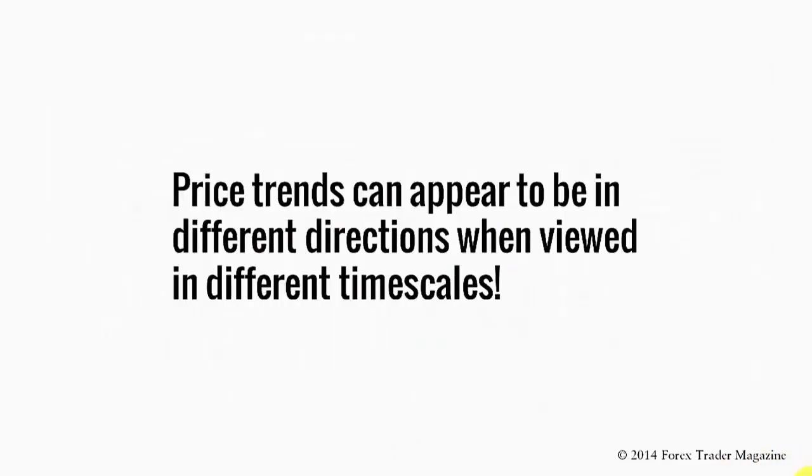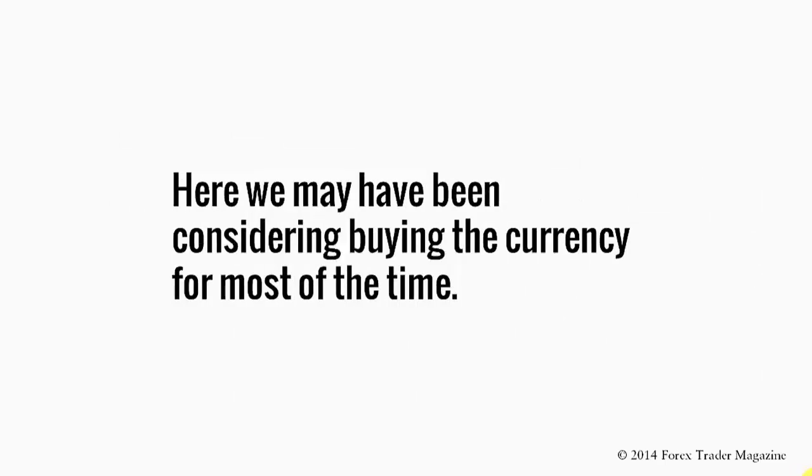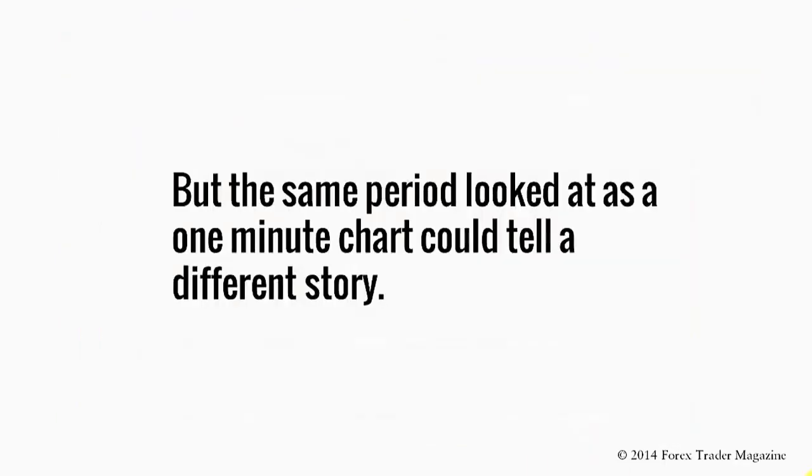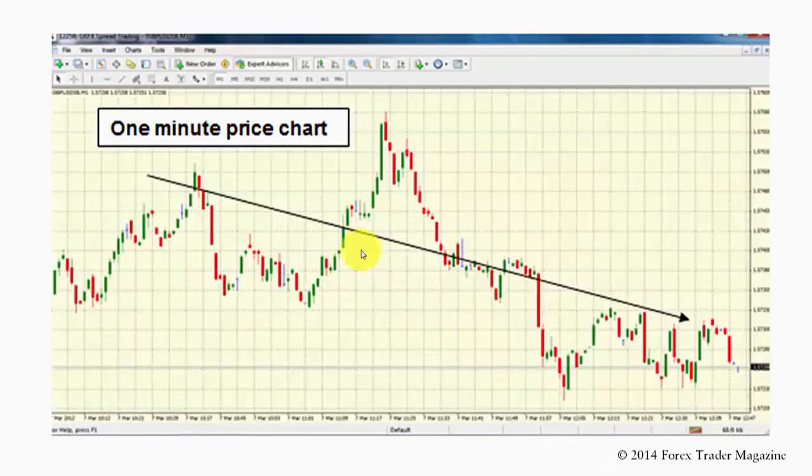Price trends can appear to be in different directions when viewed, though, in different timescales. Here we may have been considering buying the currency for most of the time. So the price was going up and we were thinking about buying it, and we're in a 5 minute price chart. But the same period looked at as a 1 minute chart could tell a very different story. Here as 1 minute we see the price has actually been falling. So we need to know what we're doing here.